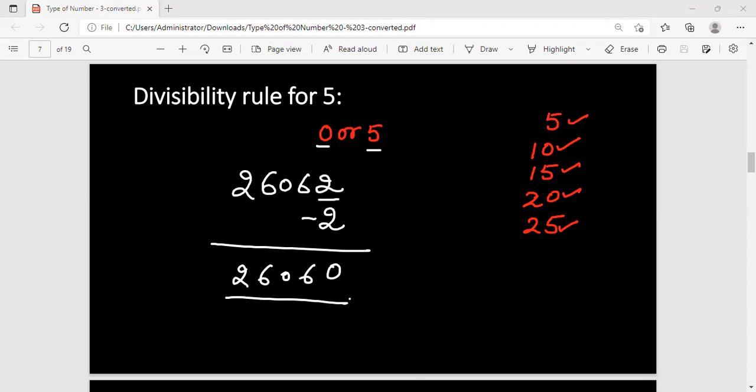But if I ask you what should be the smallest number that should be added to this number to make it divisible by 5, can you say we'll add 3? Why 3? Because we'll get a 5 at the end. So this number is ending in 0, this number is ending in 5. So both the numbers are divisible by 5.